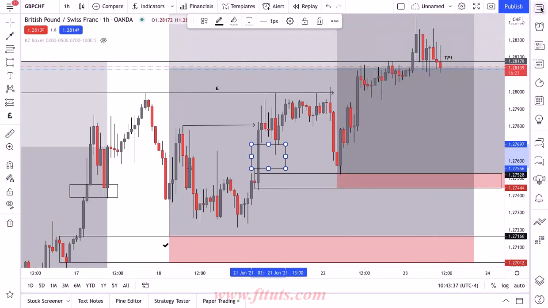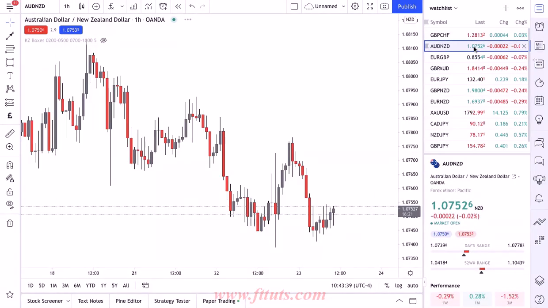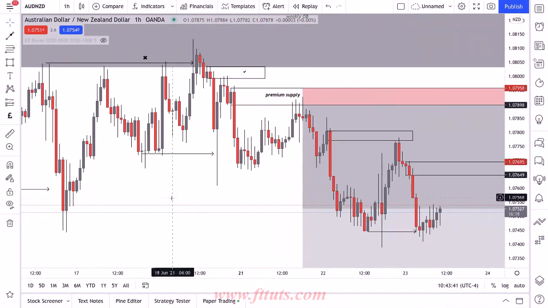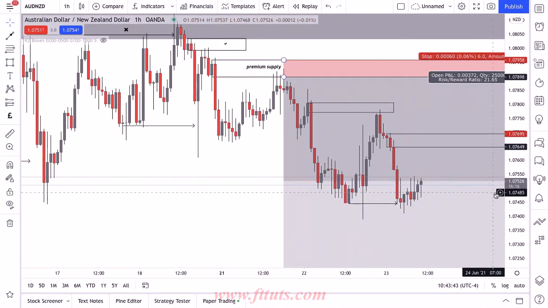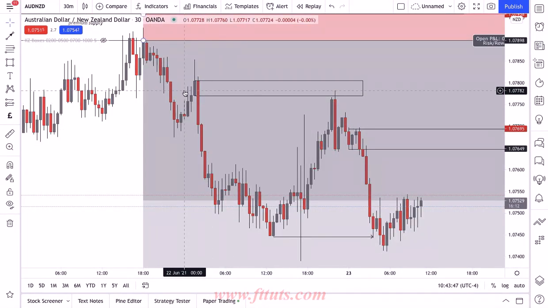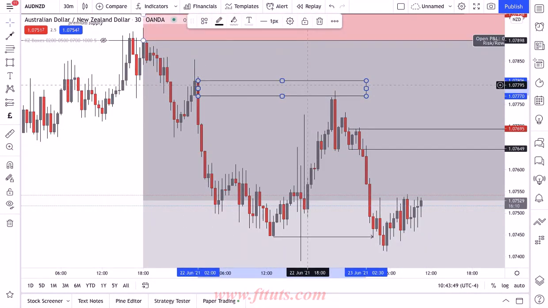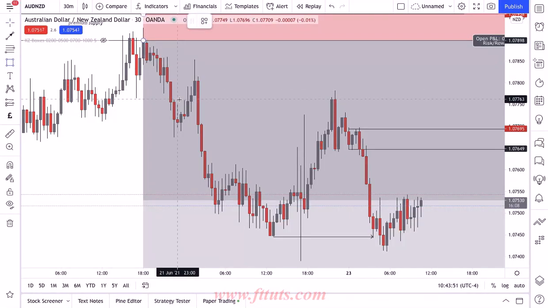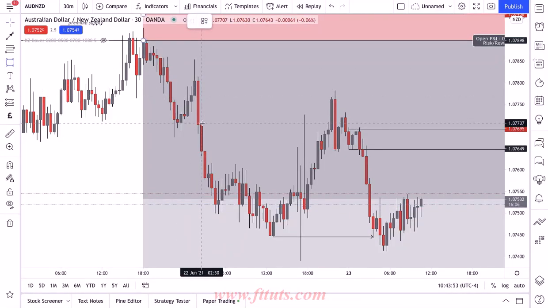And let me go show you guys further examples. AUD, NZD, right? Perfect examples. Right over here. Head over to that 30-minute. What do we notice? Let me remove this order block for now. This candle and this wick, imbalance, right? The open of this candle and the wick of that candle don't meet, right? So what does that create?